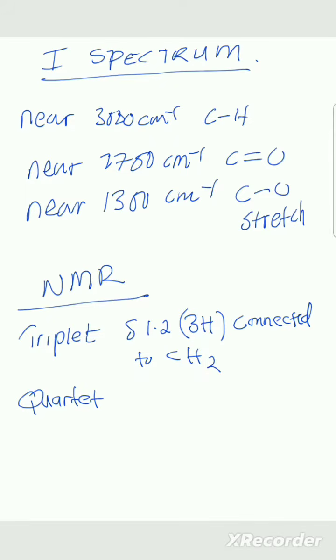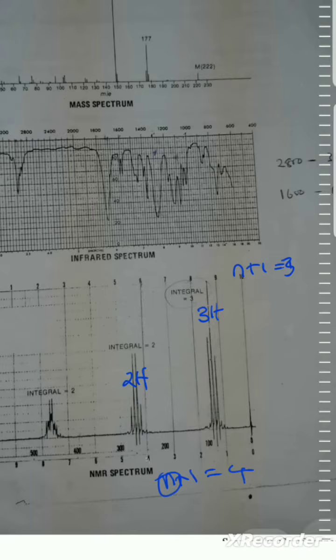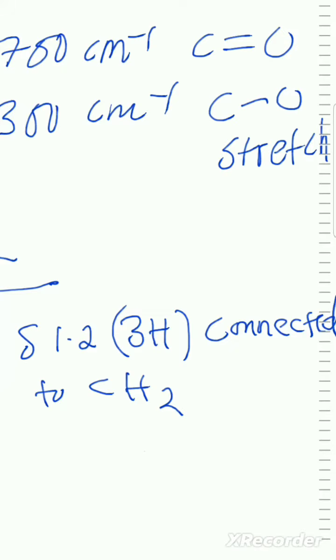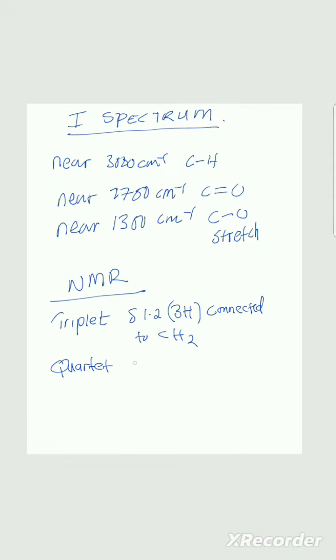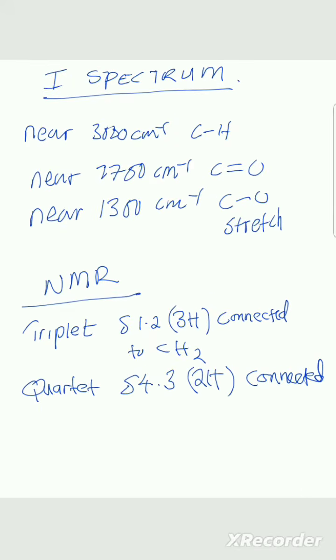Let me see the numbers. See this one, it is in between 4 and 5. So here it can be 4.3 somewhere there. These are just approximate numbers. So 4.3 like that, then 2H, connected to CH3.